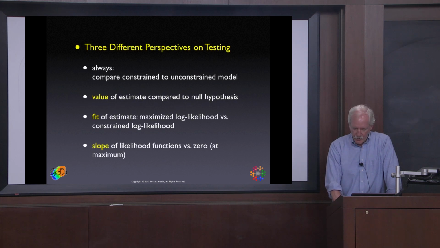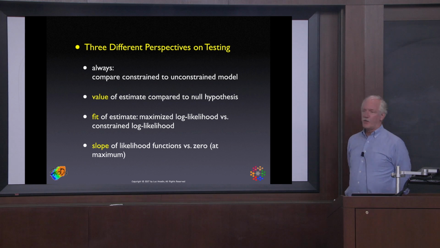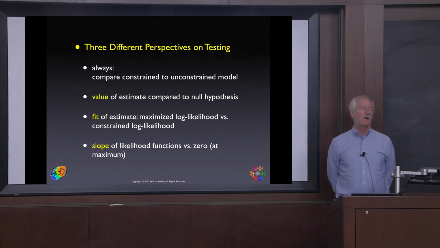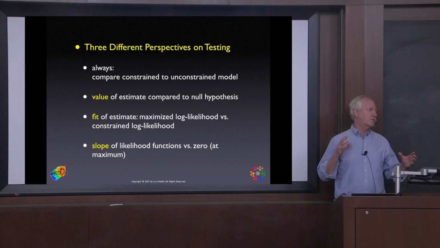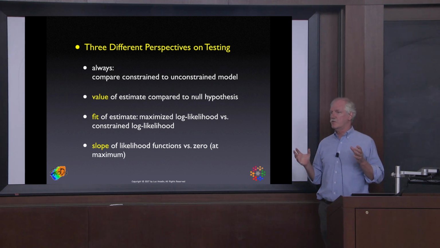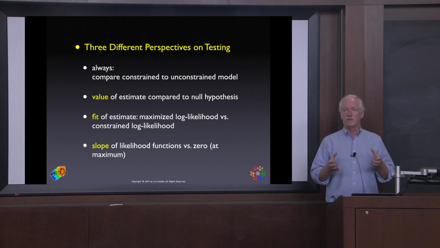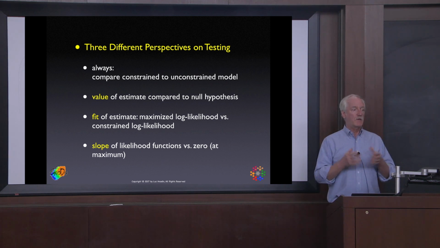Okay, so, you may know this already, but I'd like to go over it. Basically, there are three ways of thinking about specification tests in a maximum likelihood framework. And it's always comparing constrained and unconstrained. So what's the rationale? What's the bottom line? How do you approach this? Well, if you impose a constraint and you can't tell the difference between the constrained model and the unconstrained model, then the constraint is a good constraint.